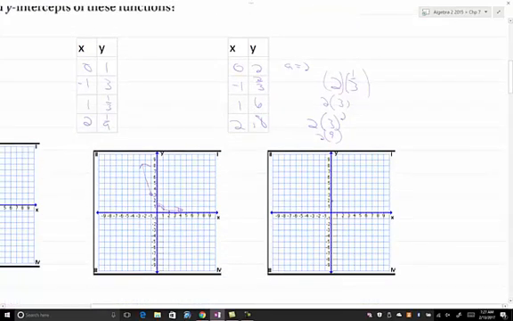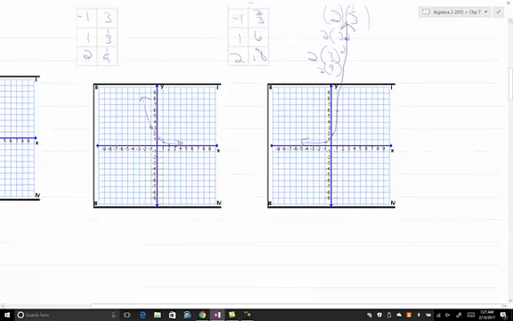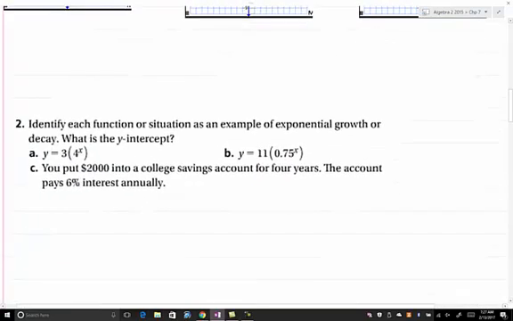So (0, 2), negative 1 is 2/3, 1 is 6, and 2 is 18, which would be way up here in my scratch work. So we see that growth go way up from there. So that's how we graph it. We identify growth or decay. I'm going to label that's my a value, that's my b value. If b equals 4, that's a growth based on the definition. Again, b equals 0.75 makes it a decay.